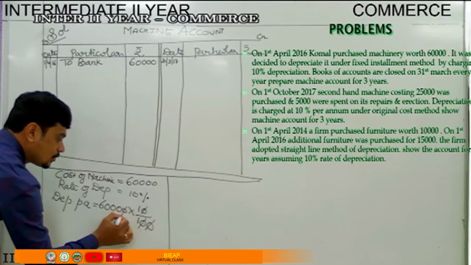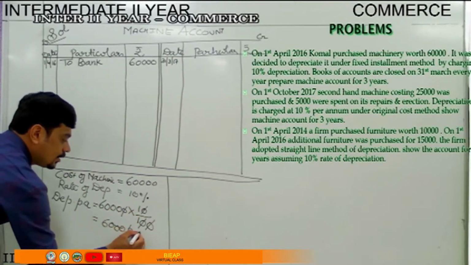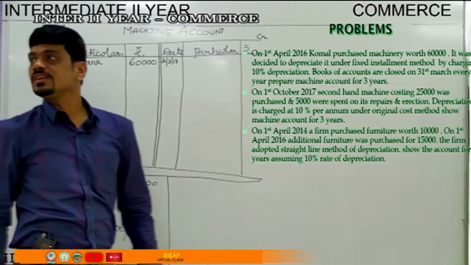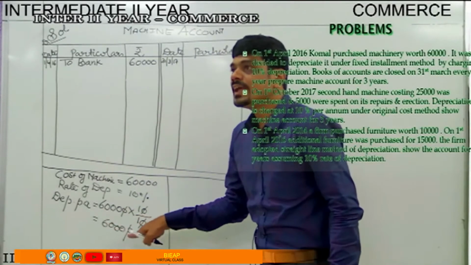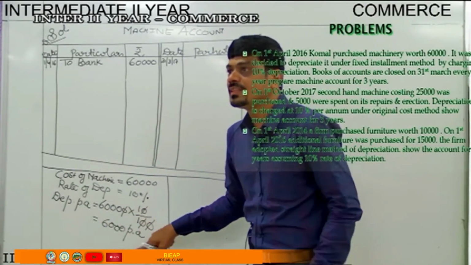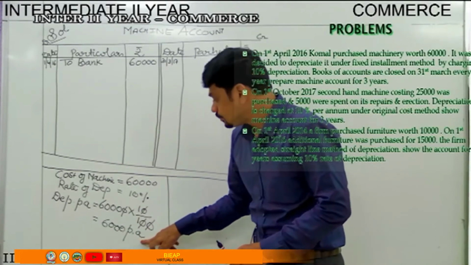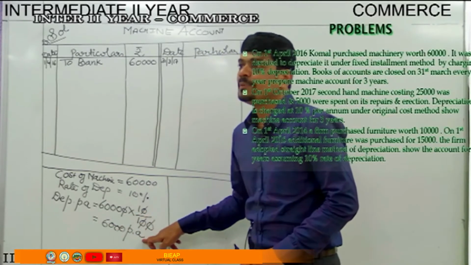Cancel the zeros. To cancel the zeros, we get depreciation, how much? 6,000 per annum. Why did I write per annum? Because this is which method? Straight line method. So every year I am going to charge 6,000 as depreciation.